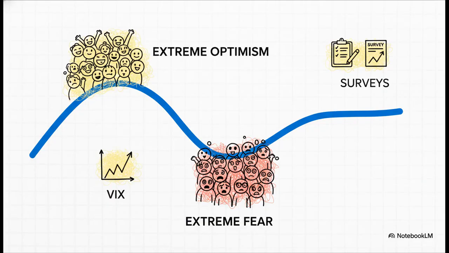And this is where being a bit of a contrarian detective can really pay off. When investor surveys are showing extreme, off-the-charts optimism, it's often a screaming signal that a market top is getting close. And on the flip side, when the VIX, often called the fear gauge, is spiking, it can be a sign of a market bottom. Just remember, always confirm these clues with what the price is actually doing on the chart.